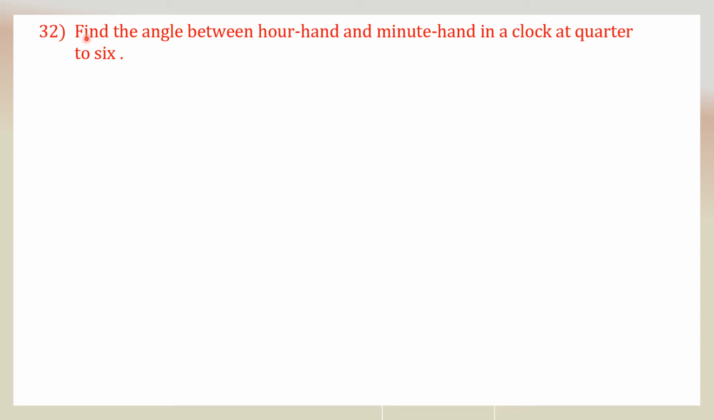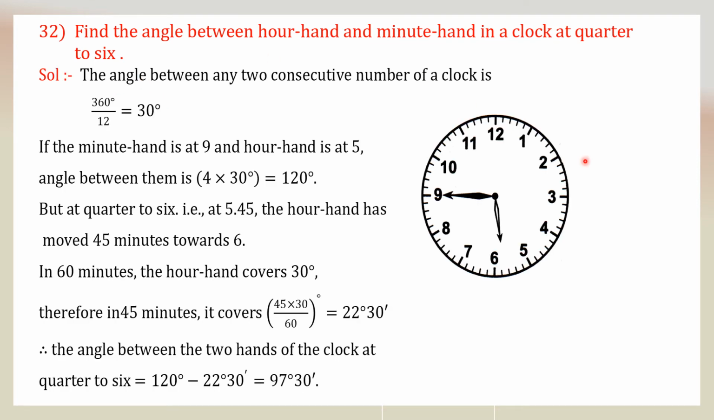Example number 32. Find the angle between the hour hand and the minute hand in a clock at quarter to 6, meaning 5 hours and 45 minutes. Find the angle between the two hands.